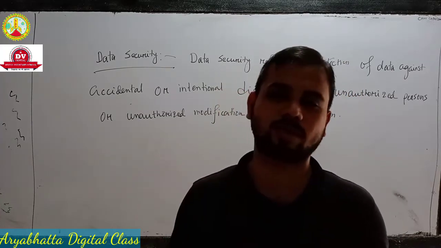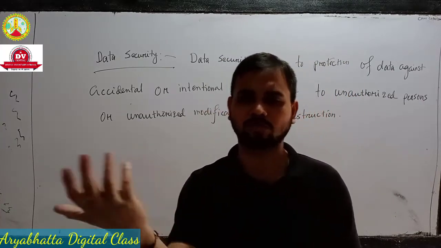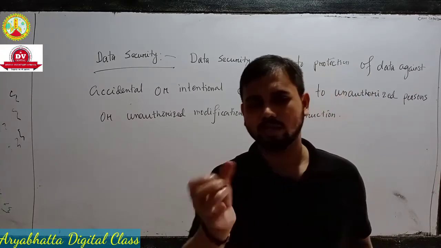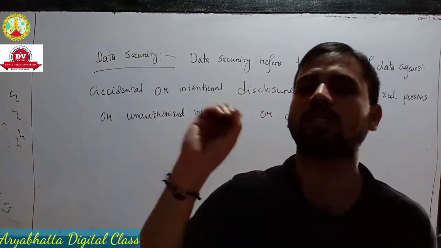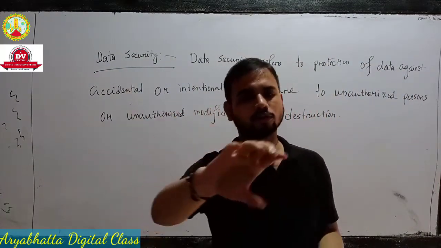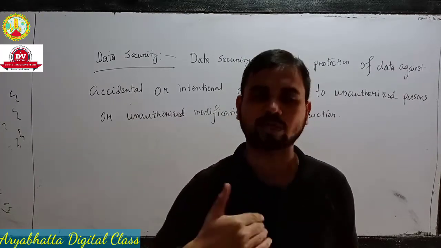Why is a password provided? And why is a one-time password, OTP, provided in the bank? Because only an authorized person can access the system, not an unauthorized person. That is the concept of data security.